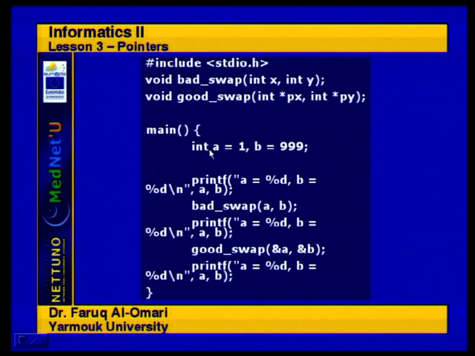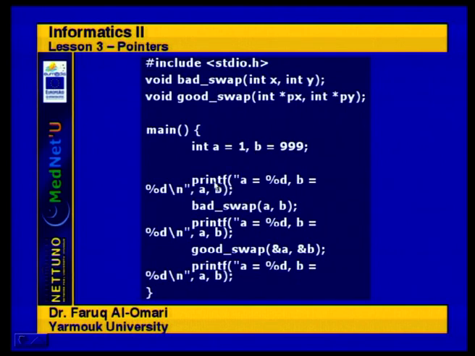Basically, I'm defining two variables in here. These are just test values. I'm defining two variables called a and b of type integer, and I'm initializing them to be 1 for a and 999 for b. I'm going to use these, again, as test values.